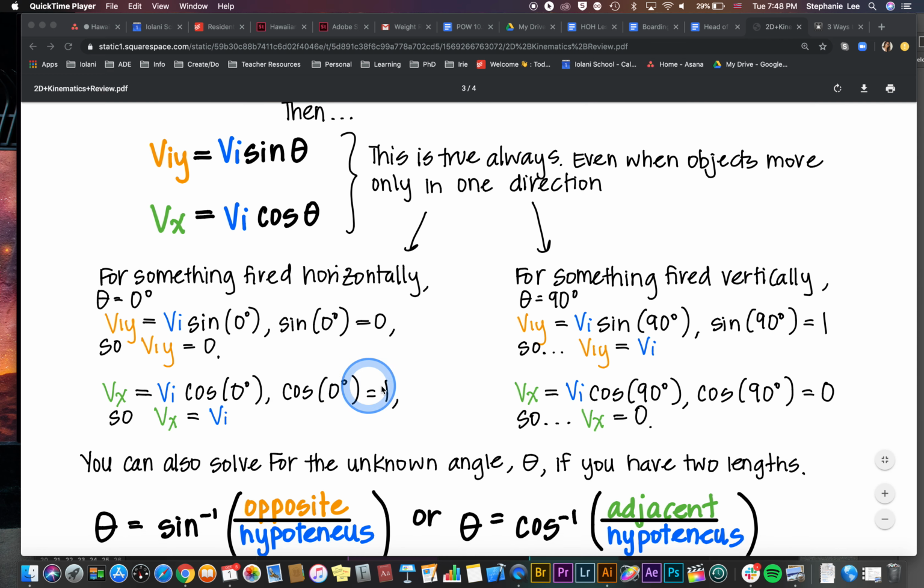Cosine of 0 degrees is 1. And so Vi times 1 is just Vi. Therefore, Vx equals Vi.